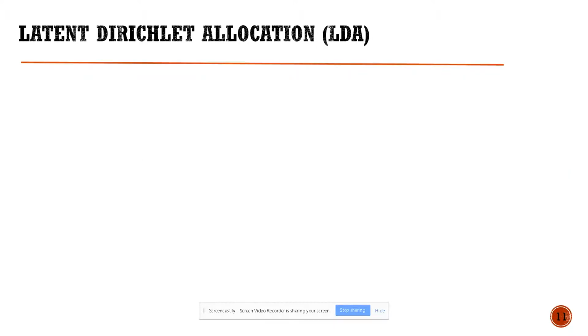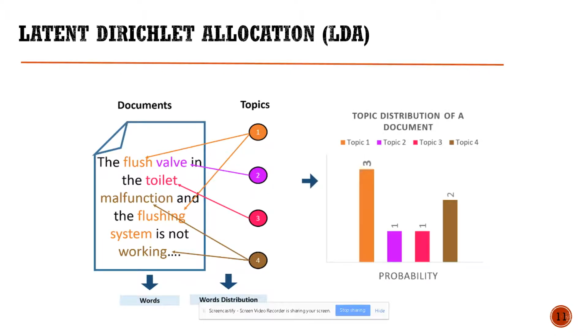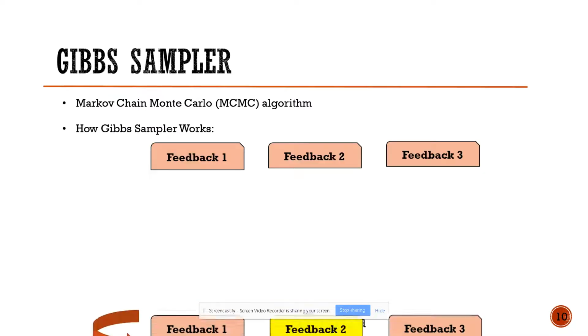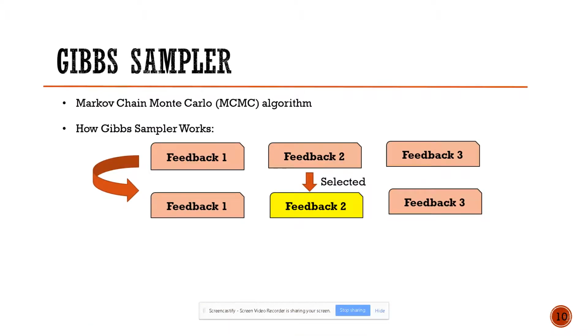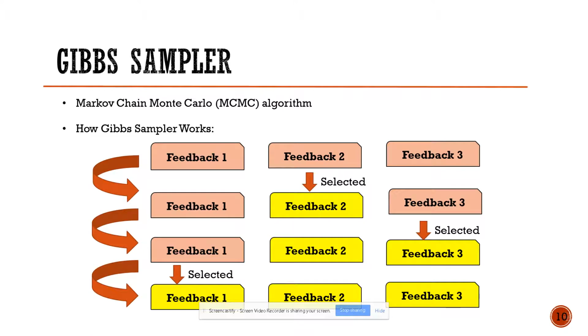Latent Dirichlet Allocation, LDA. LDA views a document as a mixture of topics. As such, it deals with the probability of keywords and their occurring patterns to recognize them as a topic. In the end, the topic with the highest probability will be assigned to the document. Gibbs sampler, also known as the Markov chain Monte Carlo, MCMC, algorithm. How it works is that there's a set of feedbacks. A random feedback is selected and resampled based on the other feedbacks. This will then generate a new set of samples, and the cycle goes on until the entire sampling process completes. With that, LDA will know how to navigate during the analysis process.